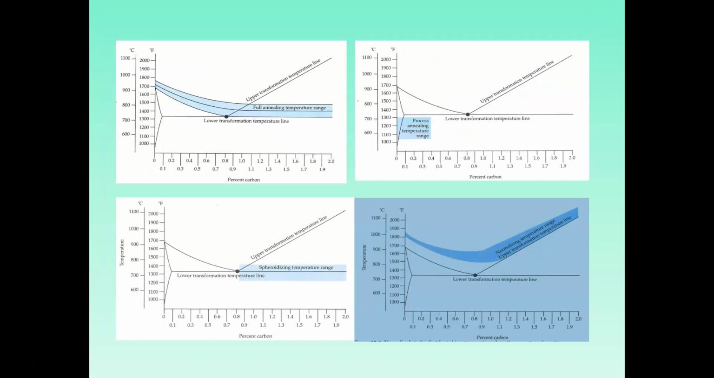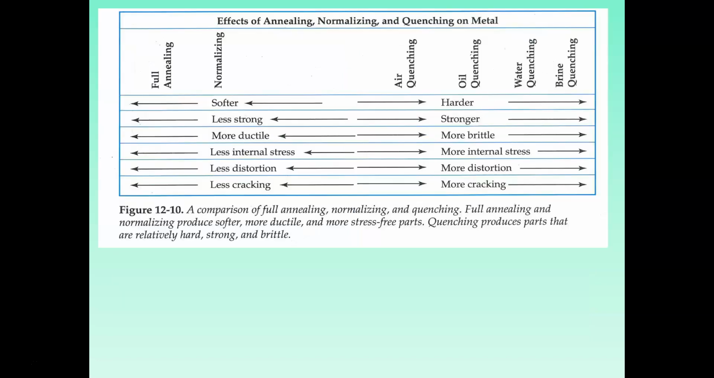And here are 4 charts for full annealing, process annealing, spheroidizing, and normalizing. These are the past 4 charts we just went over. But here you can compare the 4 different processes. And last but not least, figure 12.10 is a handy chart for reference of annealing, normalizing, and quenching of a material.